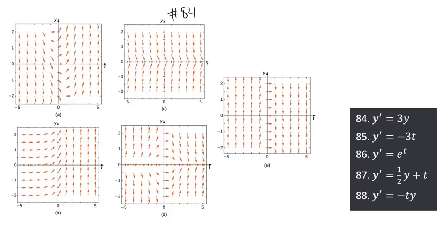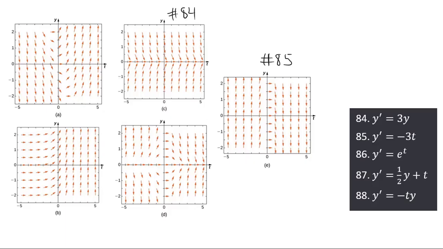Similarly, for 85, there's no dependency on y for the slope. Y prime is the slope on the left-hand side, and on the right-hand side there's no dependency on y. So as we move along in the y direction, vertically, the slope should not be changing. Do we see one for that? That's choice E, number 85. Again, as you move along in y, you see the slopes aren't changing.